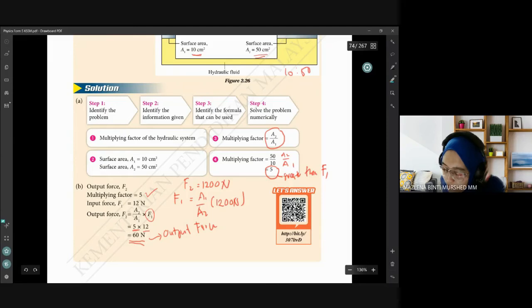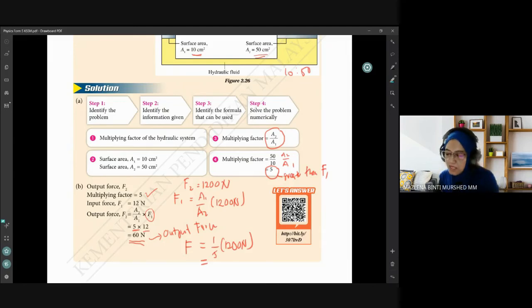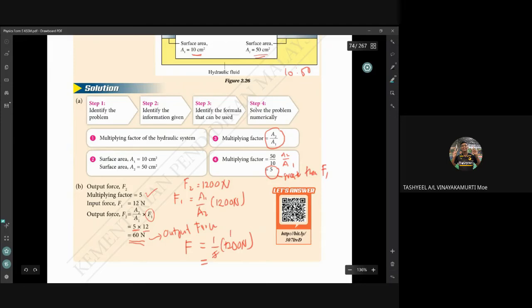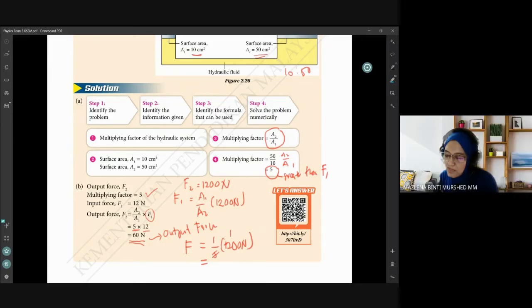So berapa force yang diperlukan? 1/5 lah ni kan. So dapat berapa ni? Tolong kira. 240 je. 240 Newton for the input. For the input force. Macam tu.